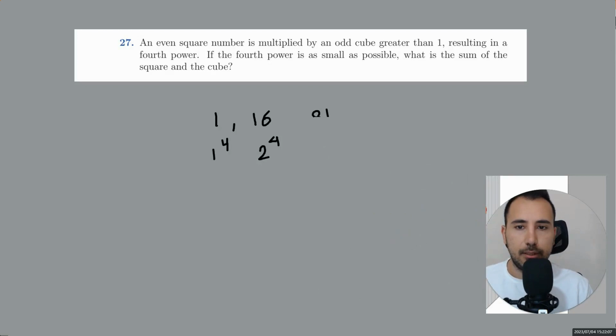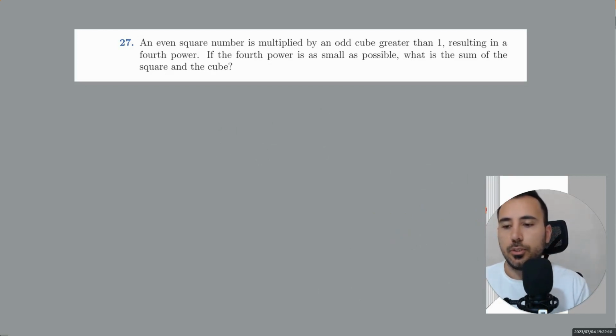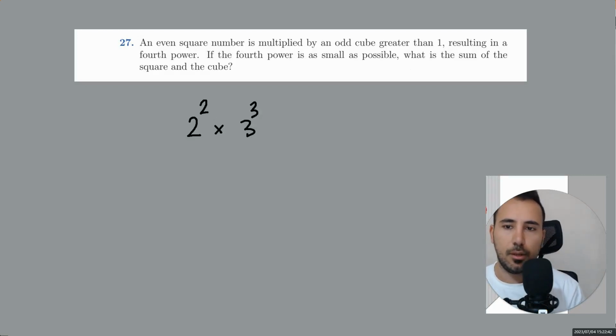So let's go and deal with this question. We want to make it as small as possible. So let's write the smallest possible number. It would be 2 to the fourth power multiplied by 3, which is odd, but it has to be cubed. An even square number is multiplied, so I wrote it wrong. The smallest one would be like this. As you see, none of the exponents, not 2, not 3, are divisible by 4.